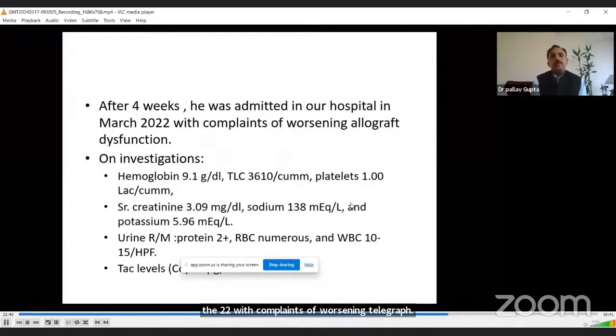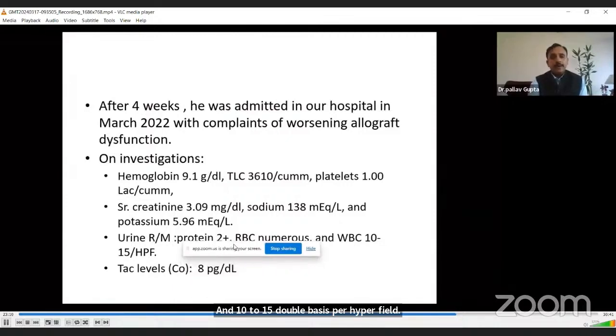On investigation, the patient had anemia with low platelets, 1 lakh, and serum creatinine was 3 milligram per deciliter, sodium 138, potassium 5.96, urine routine showed protein 2 plus, numerous RBCs, and 10 to 15 WBCs per high power field. The tacrolimus level was 8 picogram per deciliter.